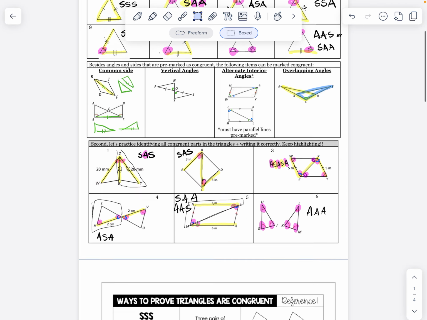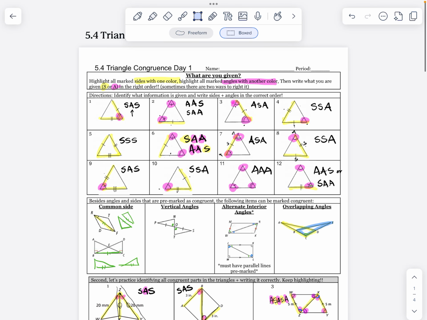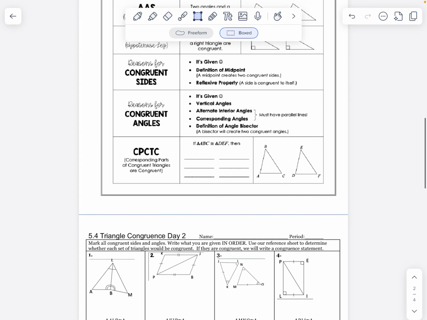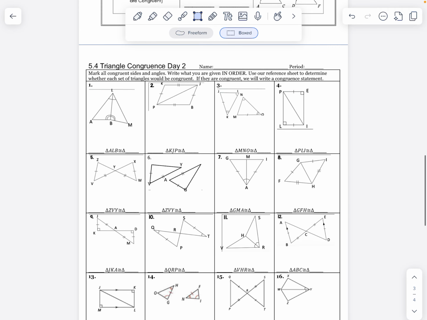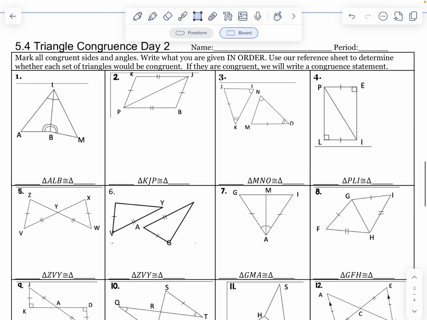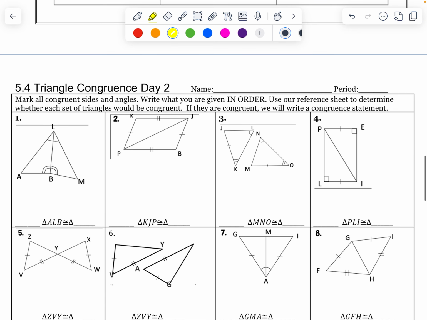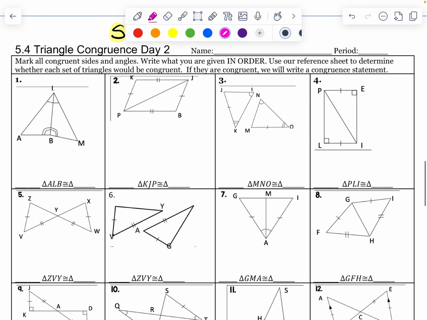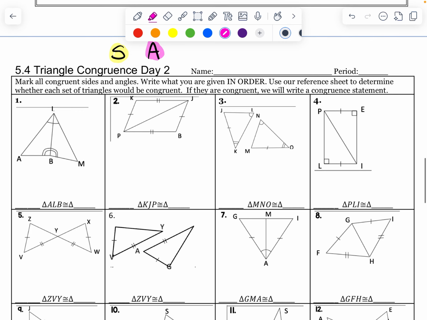On Monday, we went through all of our sides and angles and classified them, trying to make sure we can write our list. We're going to use that skill real quick. We're going to highlight just like we did and write what you're given in order. My sides are going to be yellow again, and my angles are going to be pink. I'm going to do 1 through 8, just like highlighting, okay?